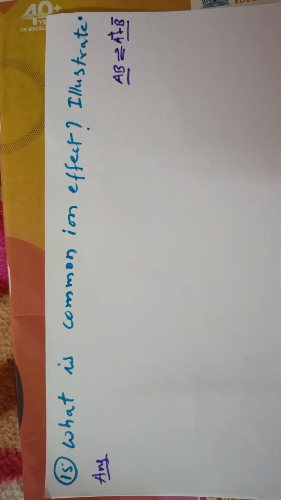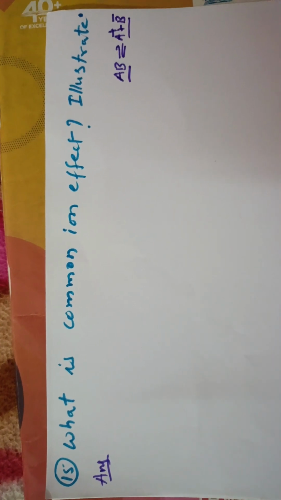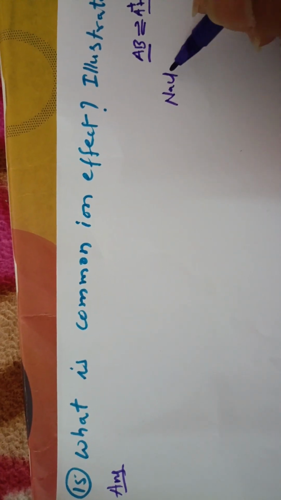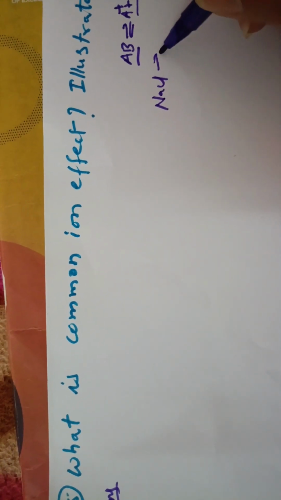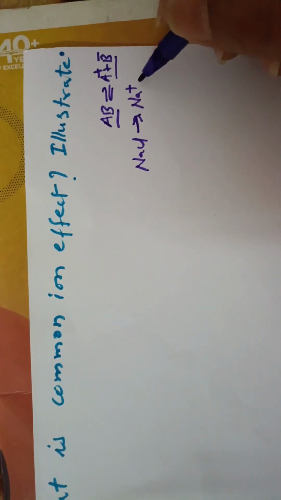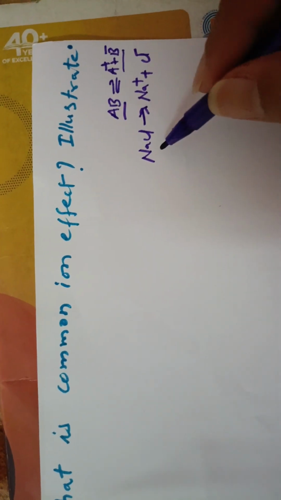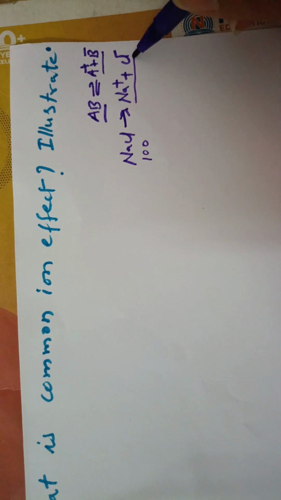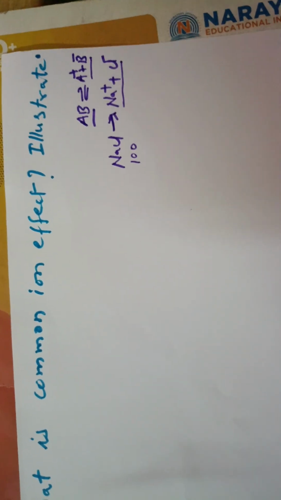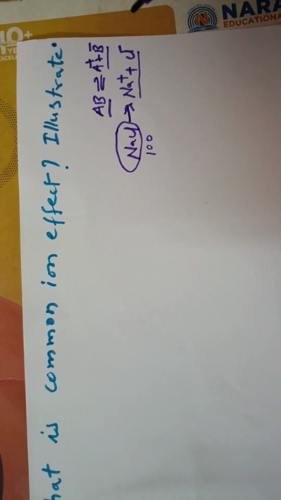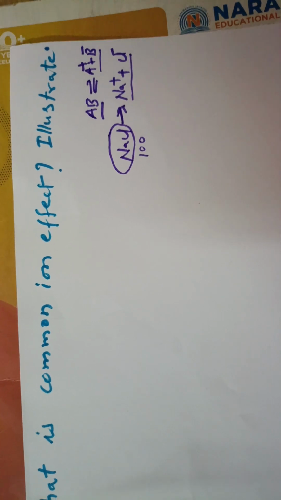If you take a strong electrolyte, it completely dissociates into ions. For example, sodium chloride is a strong electrolyte. It decomposes into ions like Na plus and Cl minus, completely. That means if you take 100 molecules, all are dissociated into Na plus and Cl minus. Any strong electrolyte dissociates into ions completely.